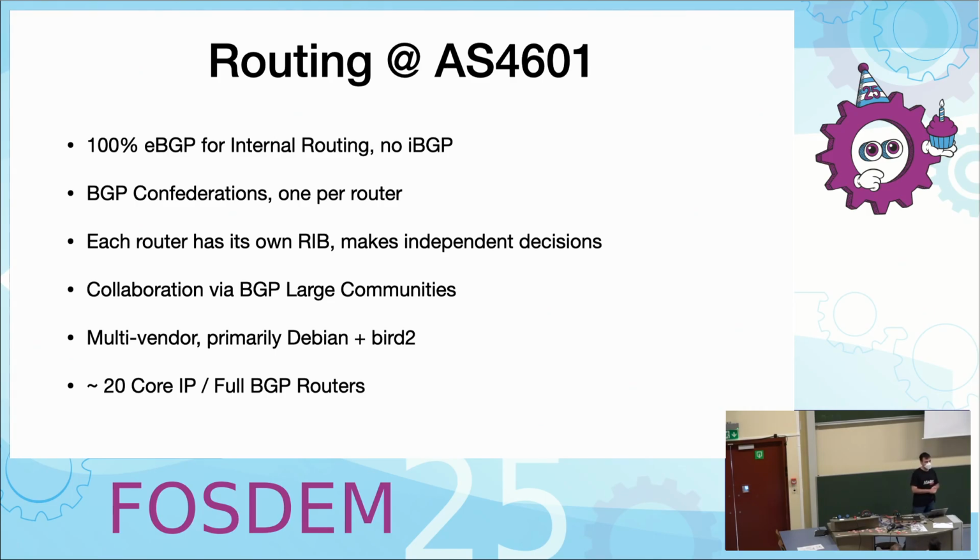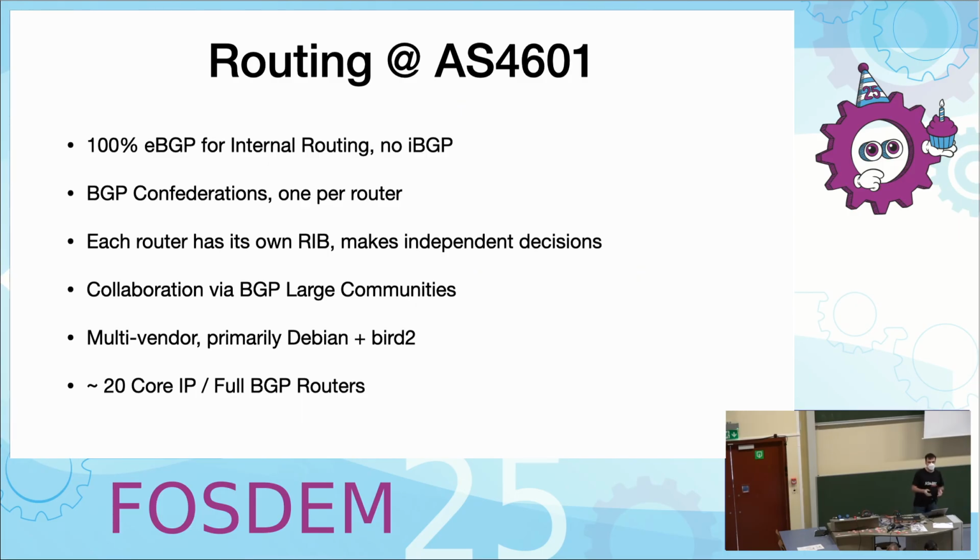If we want these routers to collaborate, I use large communities. For example, if I have an IXP route server session, I tag it with specific communities, so then a router further away, maybe in another country, can make decisions on whether this prefix was learned from peering or transit. But these communities are informative.